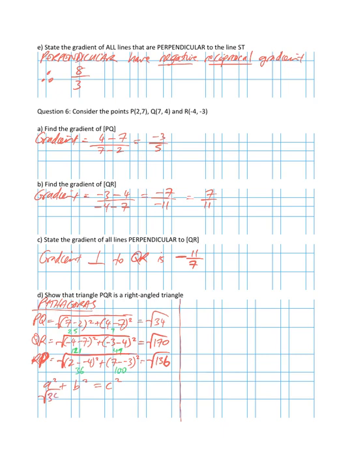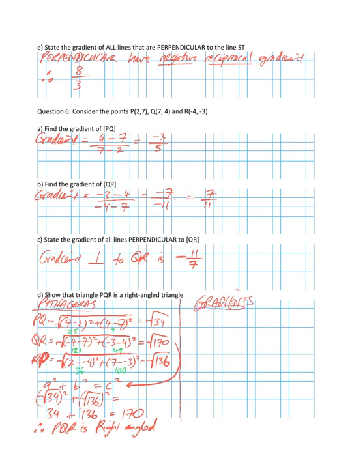Square root of 34 squared plus square root of 136 squared is equal to, what is it equal to? Well, the opposite of square rooting something is squaring it, so you're going to have 34 plus 136, which is going to be 170, which was what c squared is going to be. So, therefore, PQR is right angled. The other way to do it is using gradients.